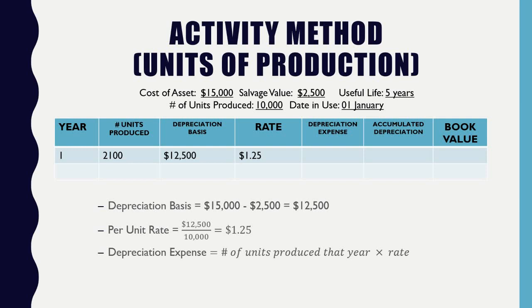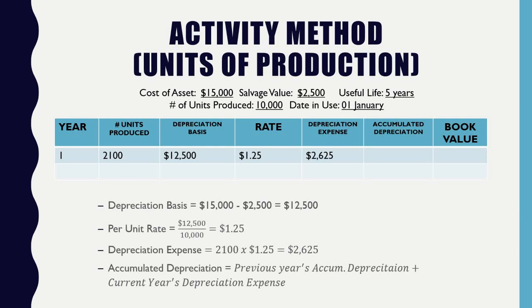The depreciation expense is going to be the number of units produced that year, so 2,100, multiplied by my rate, which is $1.25. So $1.25 times 2,100 is going to give you a total of $2,625. Okay? Accumulated depreciation is going to be the previous accumulated depreciation plus the current year's depreciation expense.